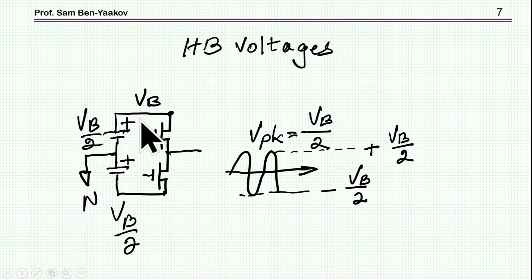I'm showing here a half bridge, and for simplicity I'm using a split voltage, plus minus, and each one will be the total voltage VB over 2. By this, I'm getting an AC voltage after modulation, and assuming a modulation factor of 1, the peak value of the AC that can be generated with PWM modulation will be, of course, VB over 2 plus and minus, so the peak value is VB over 2.